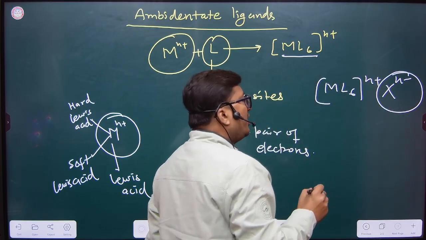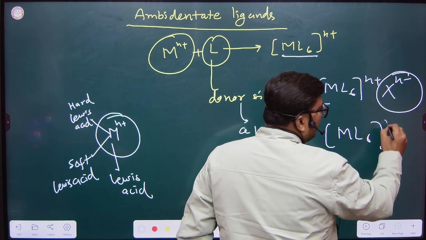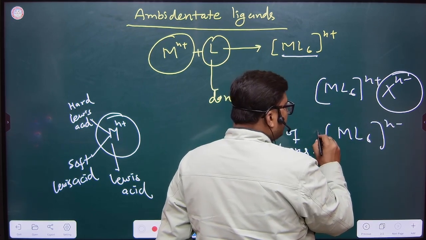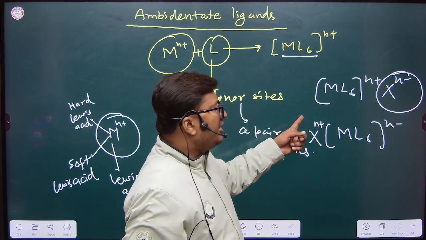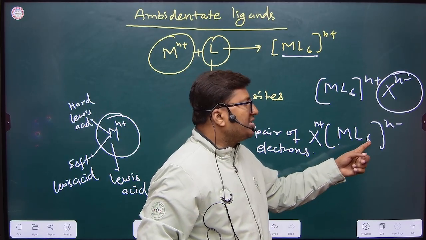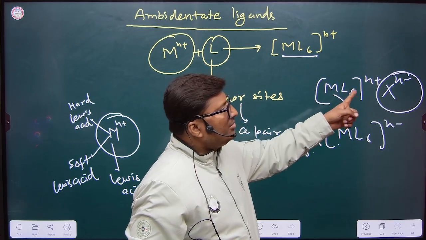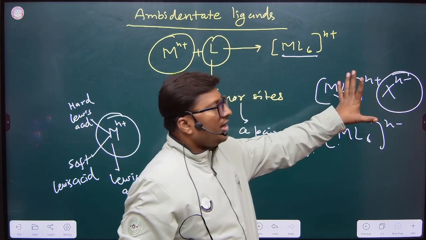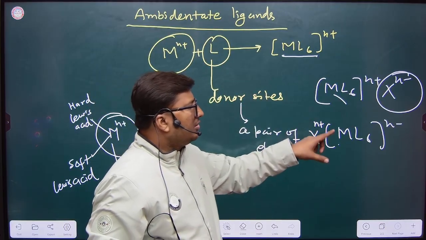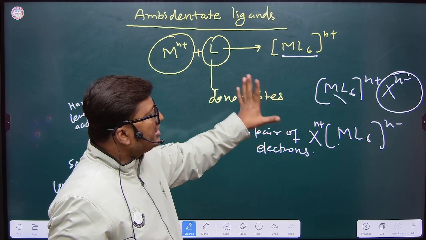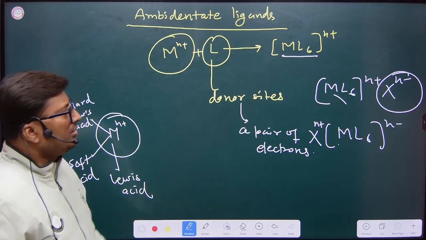If the complex is anionic, suppose we have ML6 N minus, then on the left side of the square bracket there will be N plus. So the counter cation N plus will stabilize this complex anion ML6 N minus. Here the ML6 N plus complex cation will be stabilized by X n minus, that is the counter anion. So there is a choice, either the formation of a complex cation or a complex anion, and accordingly the counter ion will stabilize the structure.